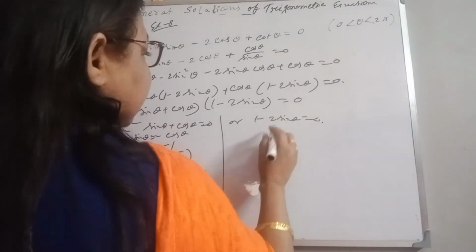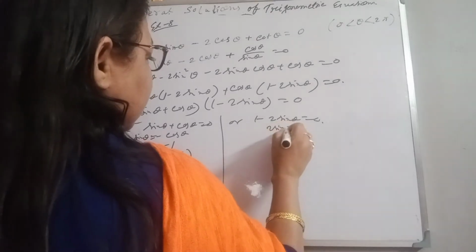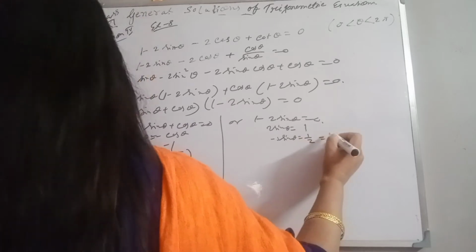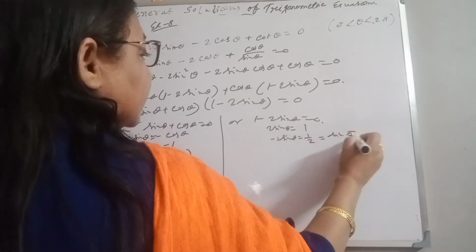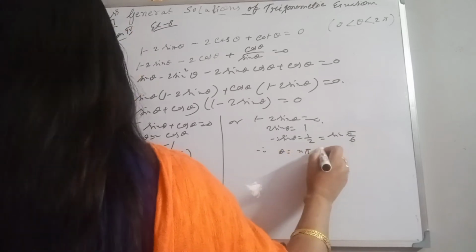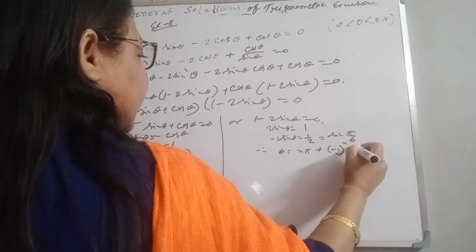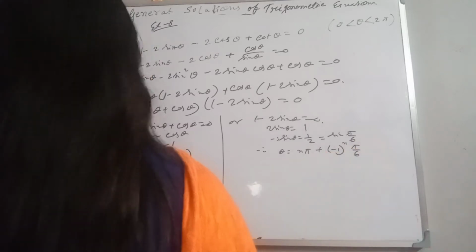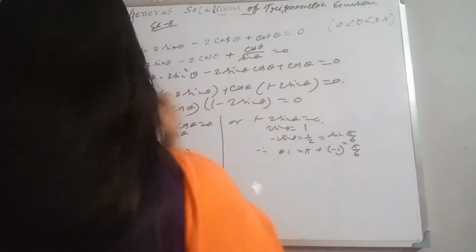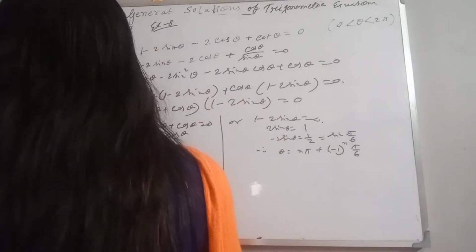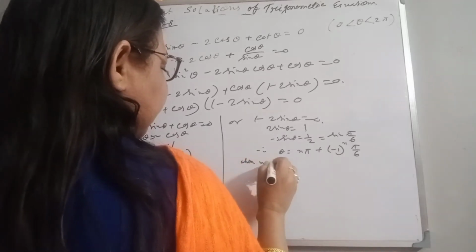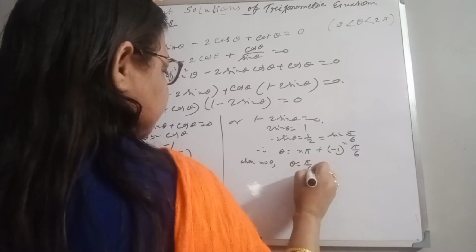So next, 2 sine theta is equal to 1, or we can write sine theta is equal to half. Half means we know sine pi by 6. Okay, so sine theta equals to sine alpha means theta equals to n pi plus minus 1 whole to the power n alpha, where alpha is pi by 6. Now n is equal to 0, minus 1 whole to the power 0 is again 1. So it is coming only pi by 6. So when n is equal to 0, theta is equal to pi by 6.